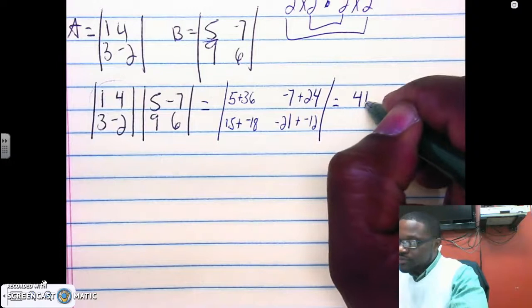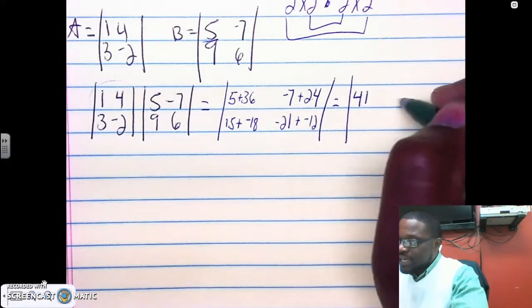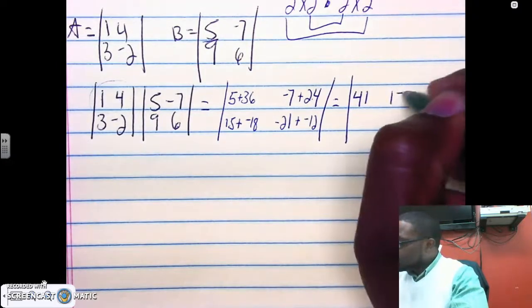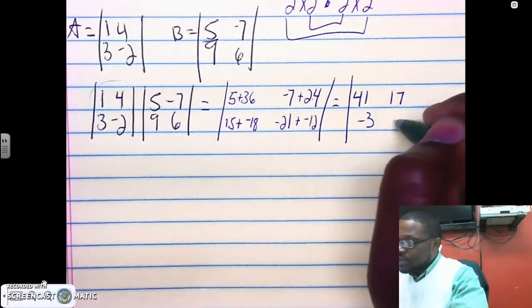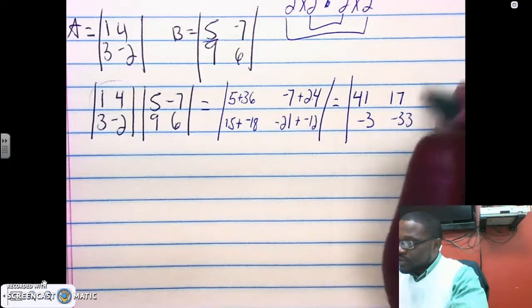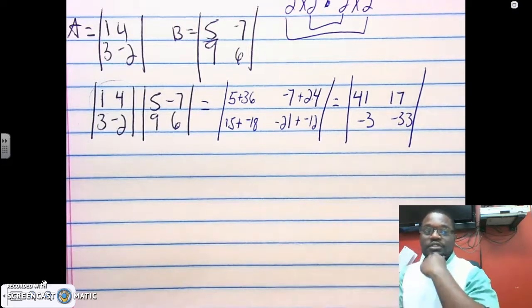So this now becomes 41 and 17 and negative 3 and negative 33. That's the product.